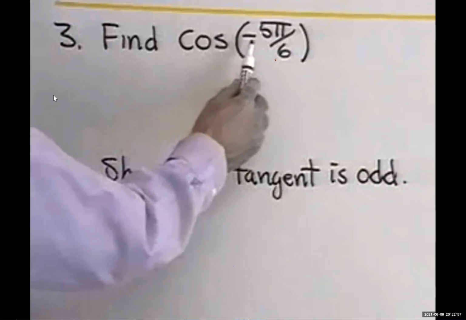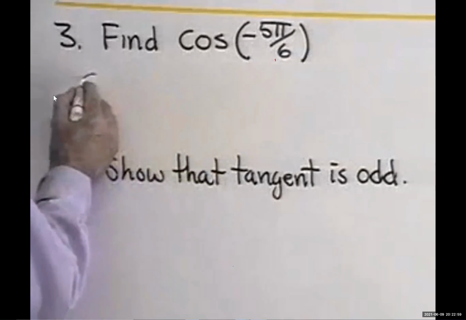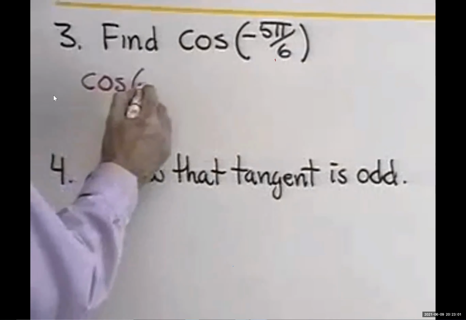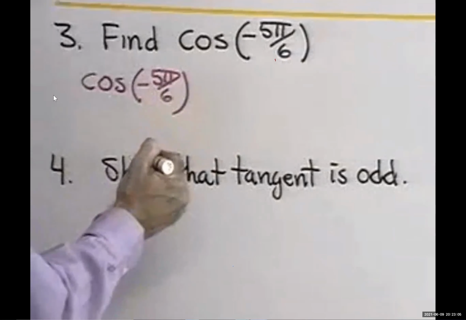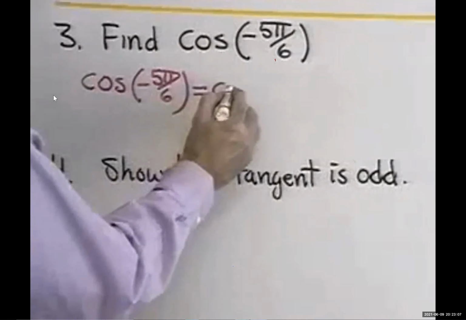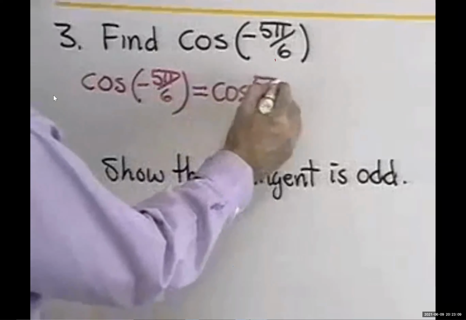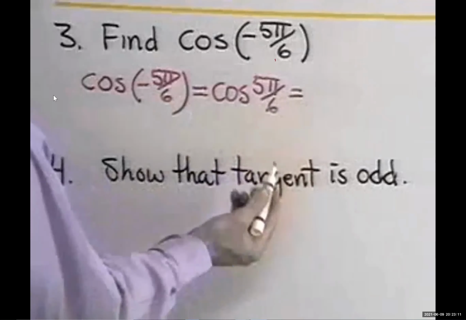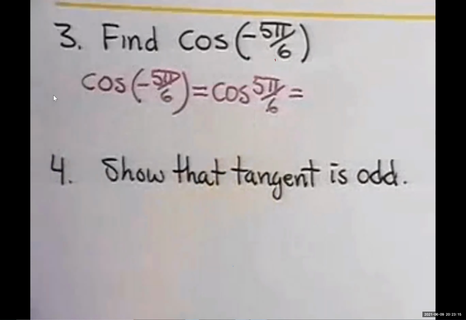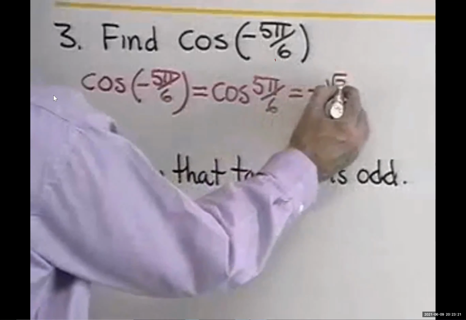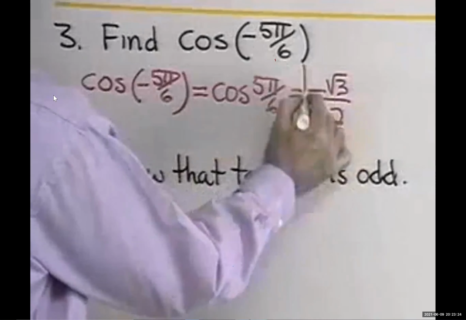Let's find the cosine of negative 5 pi over 6. Well, cosine of negative 5 pi over 6, because cosine is an even function, is the same as the cosine of 5 pi over 6. And now if I check on my unit circle, which I don't have right here, the cosine of 5 pi over 6 turns out to be negative square root 3 over 2.